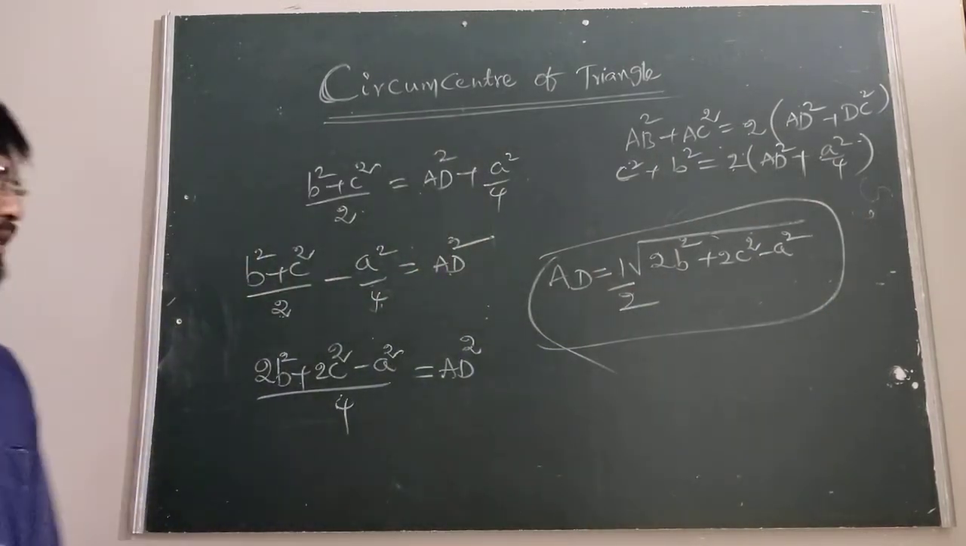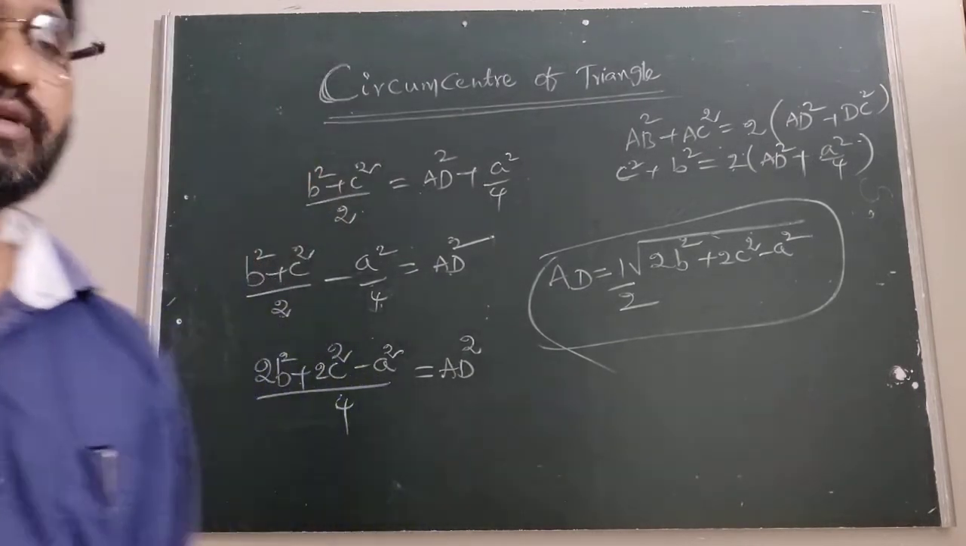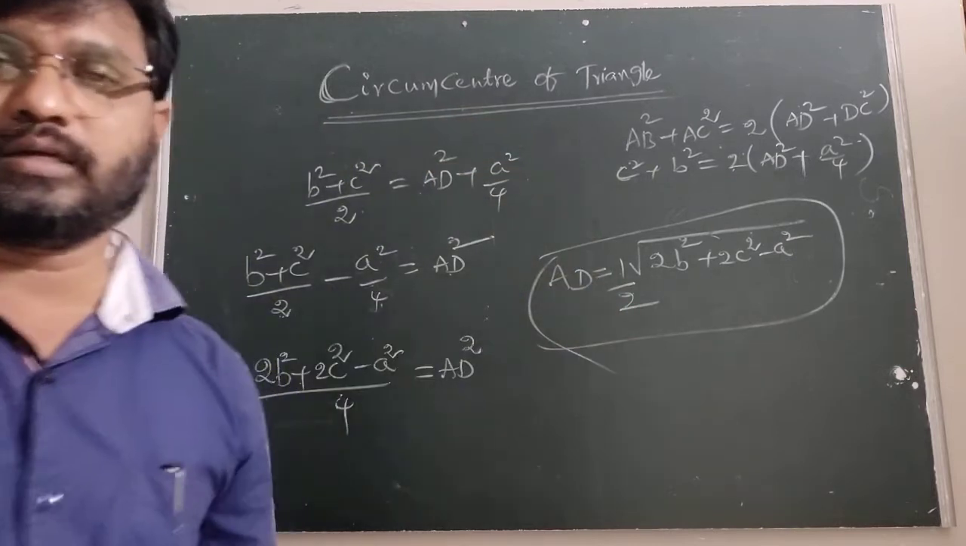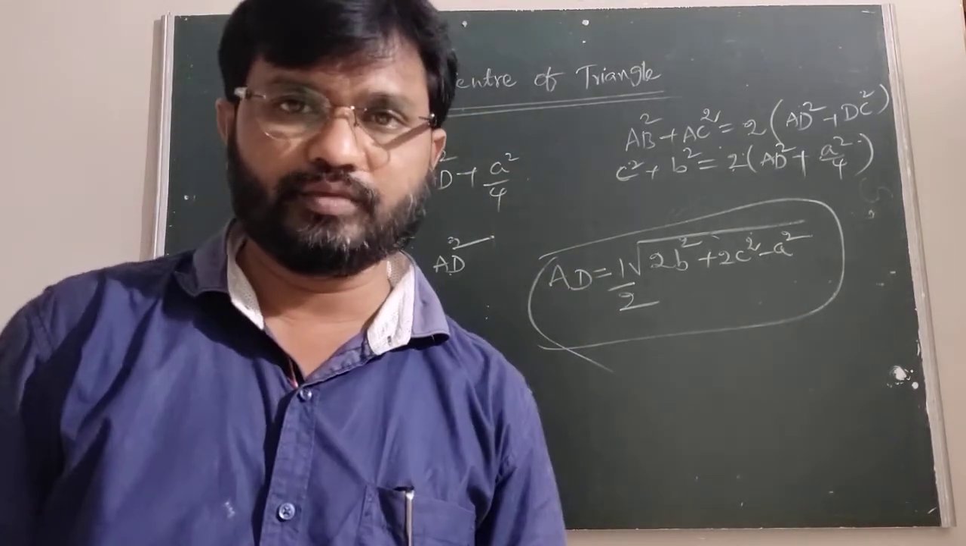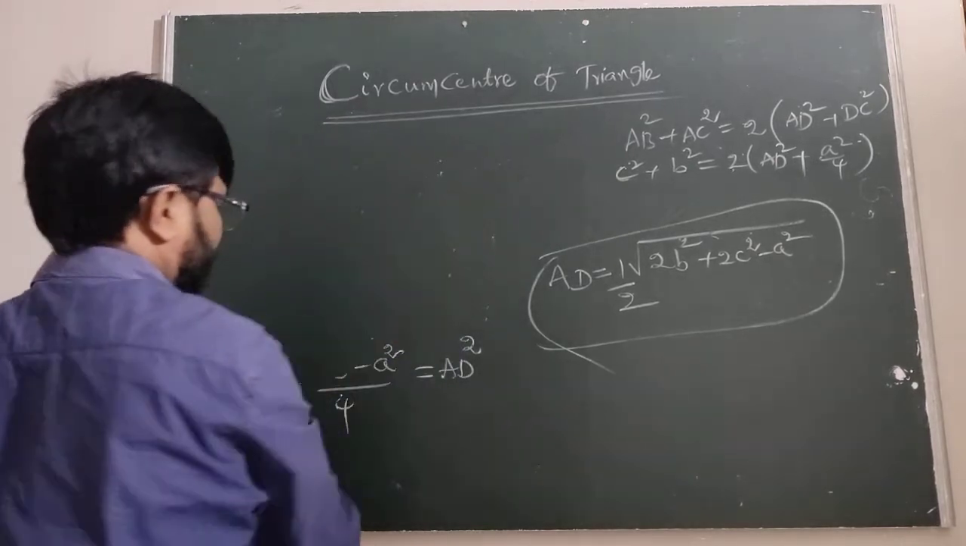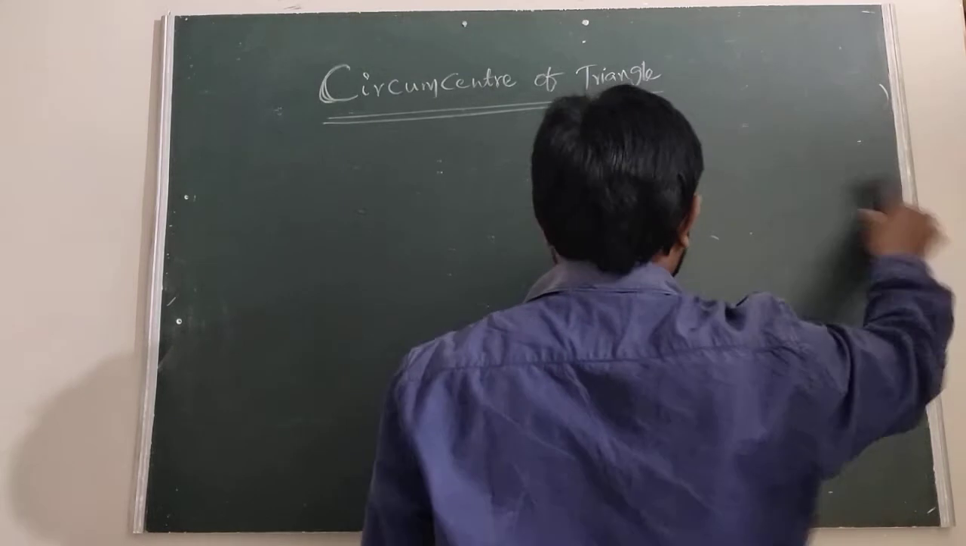Similarly, we have to find the length of BE and CF. This is the concept of the centroid of the triangle. Now, the circumcenter. So, how to find the circumcenter?